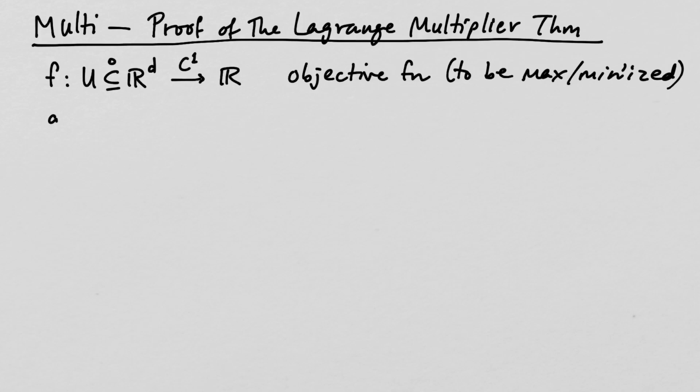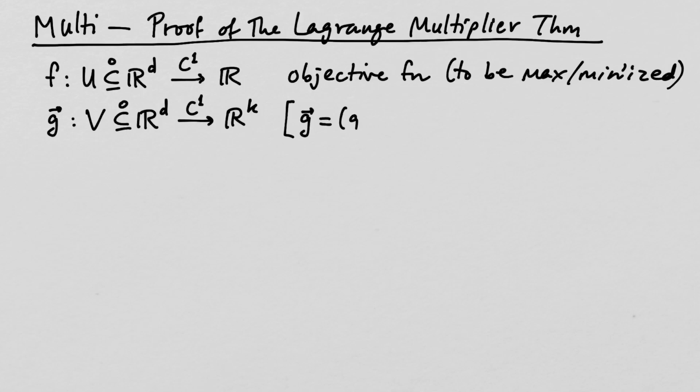Okay, we also have the constraint function, which is possibly vector valued. Let's assume that it's defined in some open region of D-space, capital V. But it has, say, k-dimensional outputs, and it's also a C1 function, which really means that if I write the outputs in terms of component functions, there are k of them, and each g_j is a C1 function on that same domain, capital V.